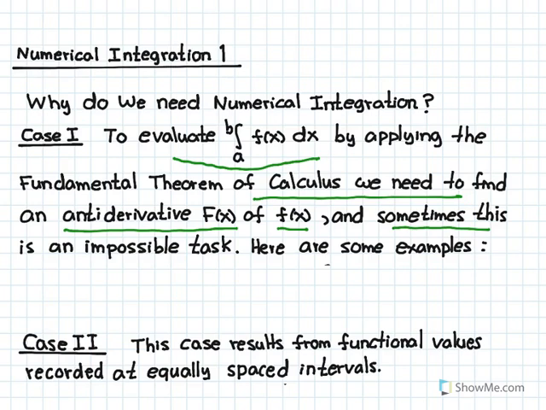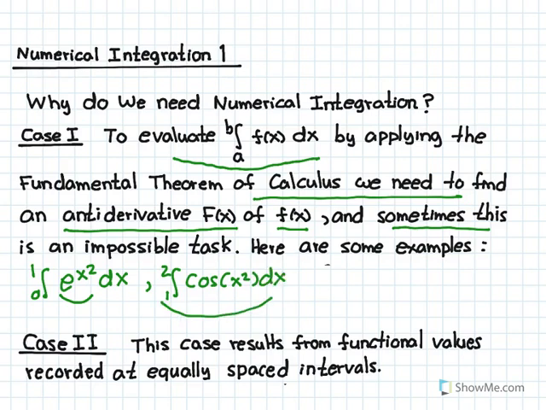Here are some examples. For example, the integral from 0 to 1 of e to the x squared dx. We don't know an antiderivative for e to the x squared. No such antiderivative exists. Similarly, the integral from 1 to 2 of cosine of x squared dx. We can't integrate this using the fundamental theorem of calculus. So we have to apply a numerical technique, such as the trapezoidal rule, Simpson's rule, or midpoint rule, and we're going to be looking at all of these rules.